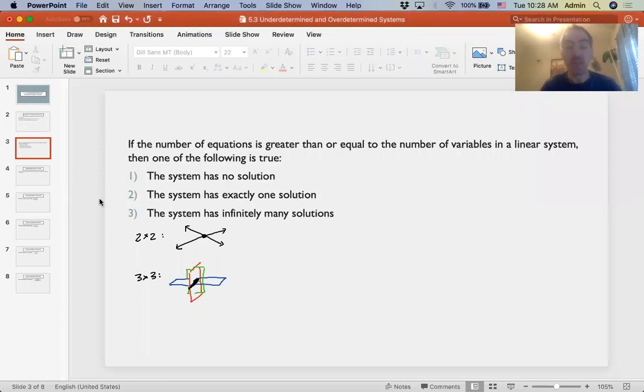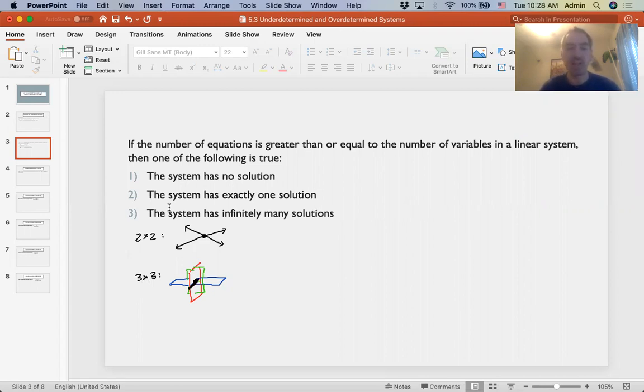All right, now if the number of equations is greater than or equal to the number of variables in a linear system, then there are a few things that could happen. The 2 examples that I've drawn here are when the number of equations is equal to the number of variables, but this also applies if the number of equations is greater. You can have a system that has no solution, you can have a system that has exactly 1 solution, or you can have a system that has infinitely many solutions. We're going to look at that geometrically.